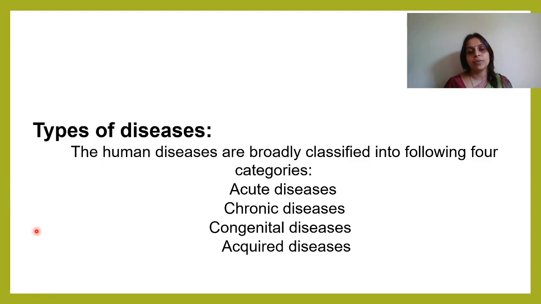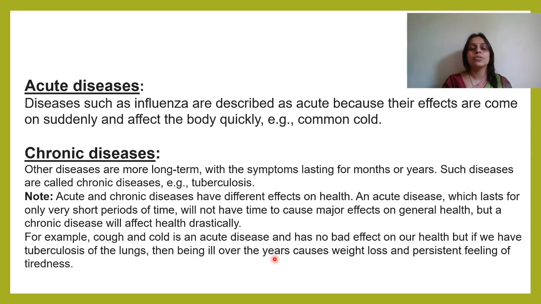Today, in this particular video, I'll be discussing the types of diseases. Human diseases are broadly classified into the following four categories: acute, chronic, congenital, and acquired. Coming to acute disease, for example, influenza.